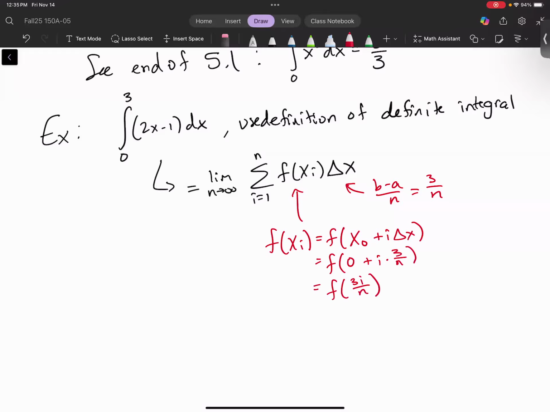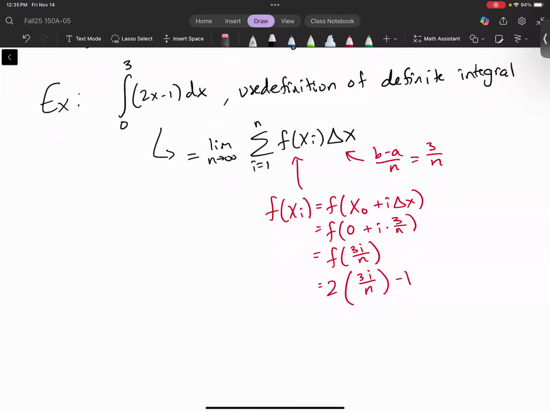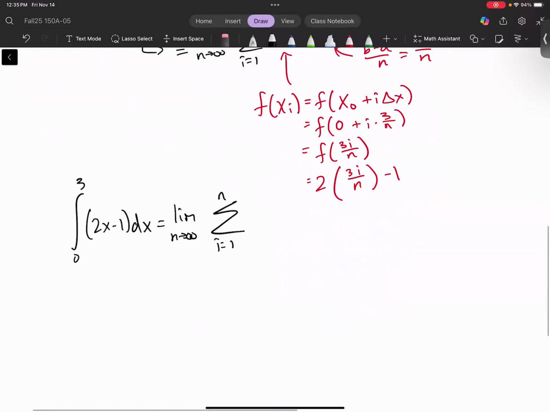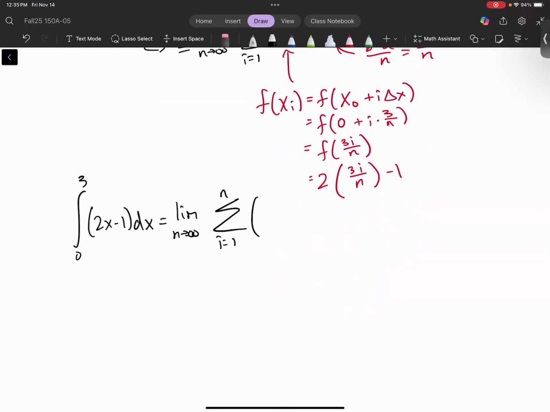Okay, but I know what my function is. f of x is 2x minus 1. So this is 2 times 3i over n, minus 1. Okay, so now we can plug all this in. So my integral from 0 to 3 of 2x minus 1 dx equals the limit as n goes to infinity of the sum, i equals 1 to n, and then it's my function part. I can multiply the 2 and 3 together, so that's 6i over n minus 1, times delta x, which was 3 over n.